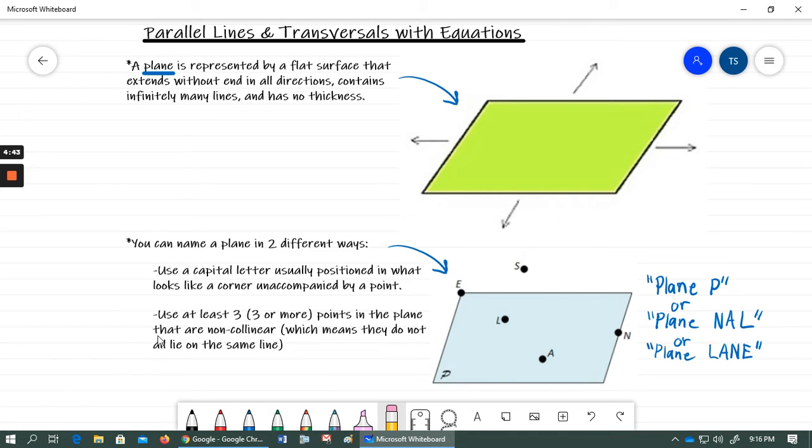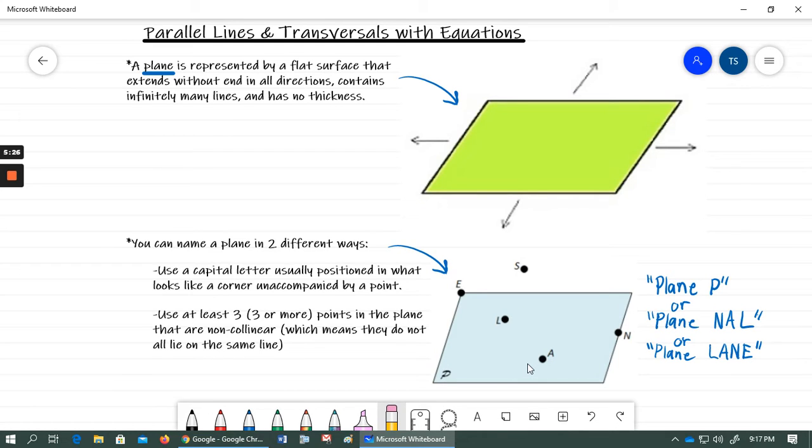Another way you can name a plane is to use at least three points, and when we say at least, we mean three or more, in the plane. You can use at least three points in the plane that are non-collinear. When we say non-collinear, we mean that those three or more points do not all lie on the same line.